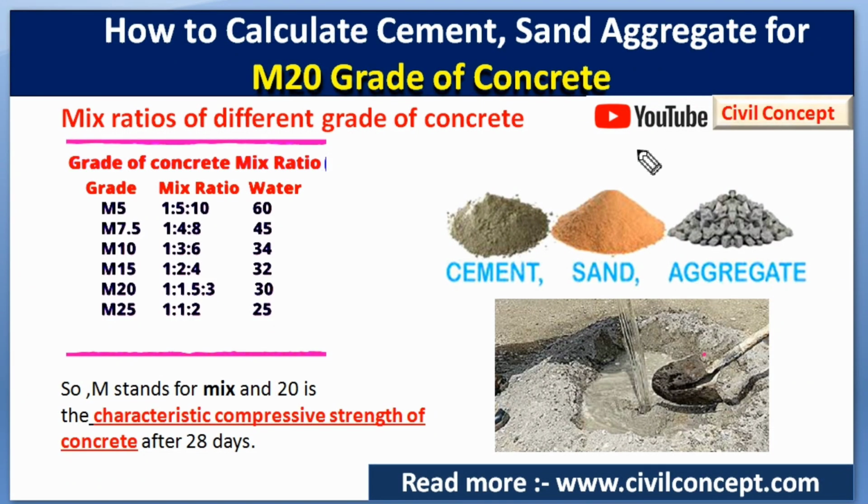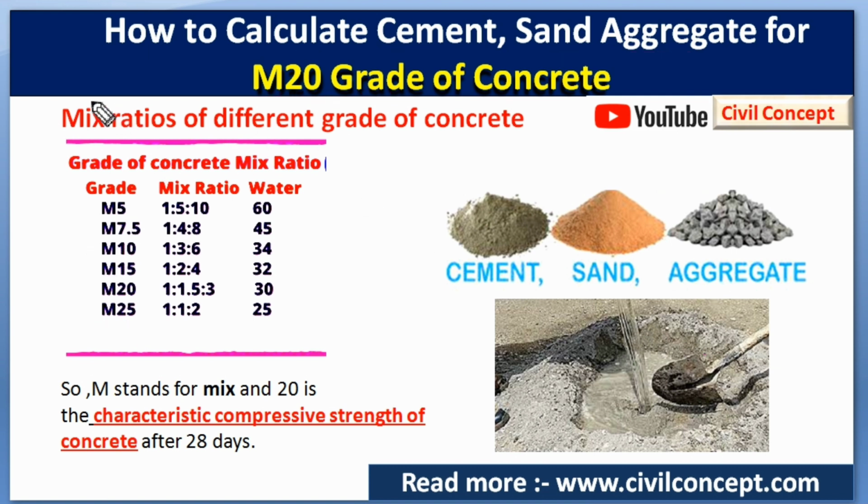Hello guys, welcome to Civil Concept, and in this video I will show you how to calculate cement, sand and aggregate for M20 grade of concrete. Okay, so here I will show you how to calculate the quantity of cement, sand and aggregate for M20 grade of concrete. In the similar way, you can calculate the quantity of different materials for M15 grade, M10 grade, M25 grade, etc. Okay, so let's start our video.